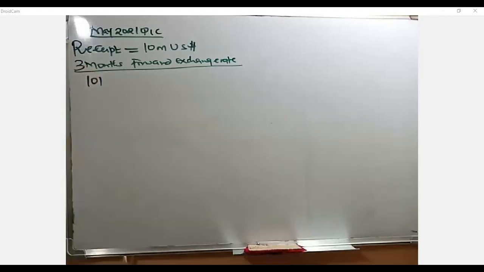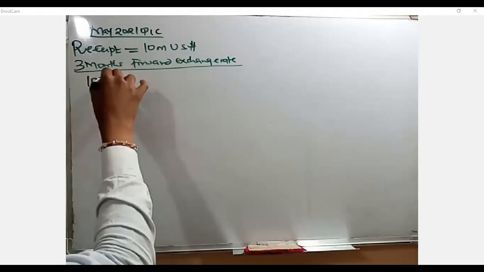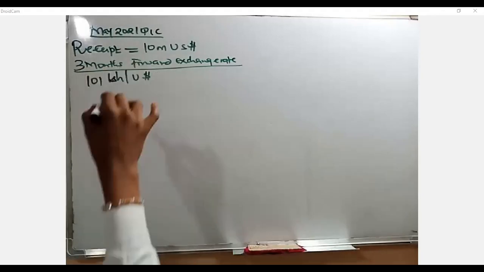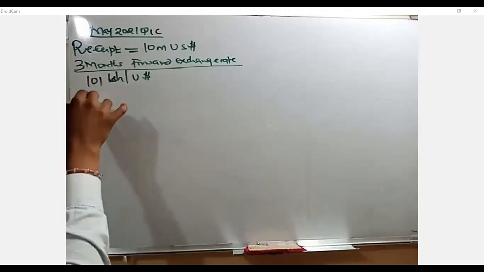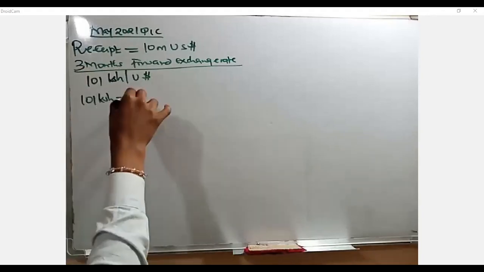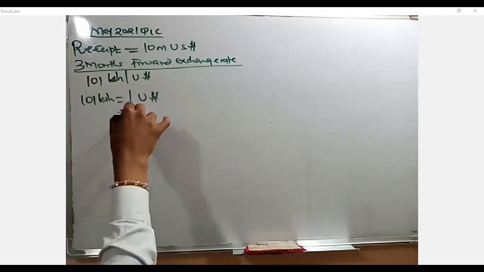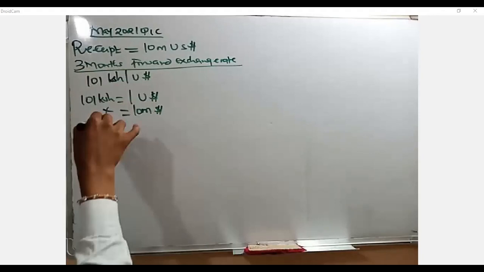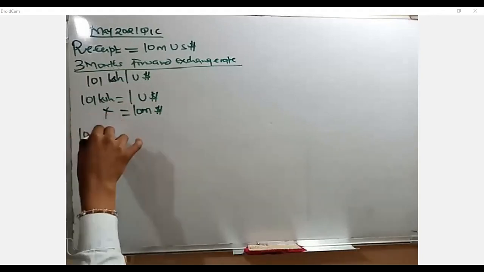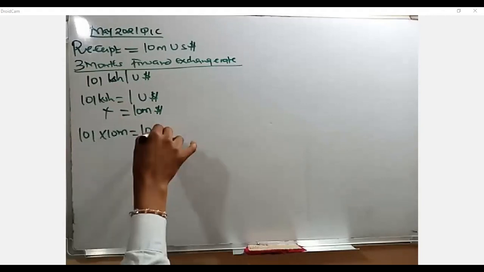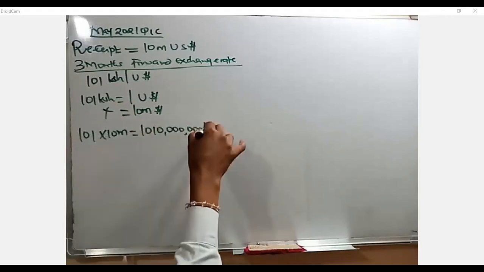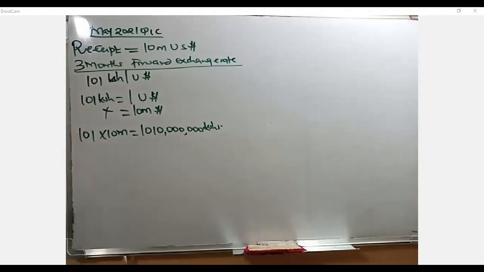When I look at that currency, the examiner has written Kenya shillings per US dollar. So it means 101 Kenya shillings is equivalent to $1. You ask yourself, what about the 10 million US dollars? You just cross multiply, and we get 101 times 10 million. That is how simple the forward exchange rate is all about. But what about the money market now? Let us look at the money market.